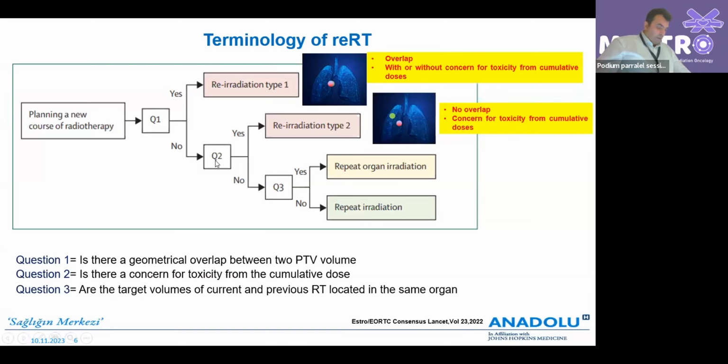The second question is: is there any concern for toxicity from the cumulative dose? When you sum the dose, do you have any concern about this dose?